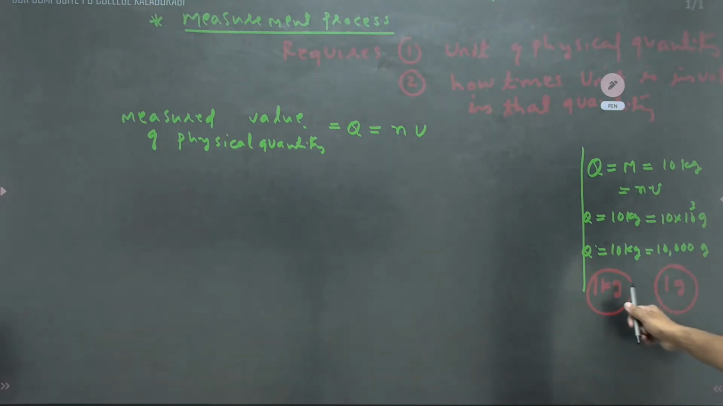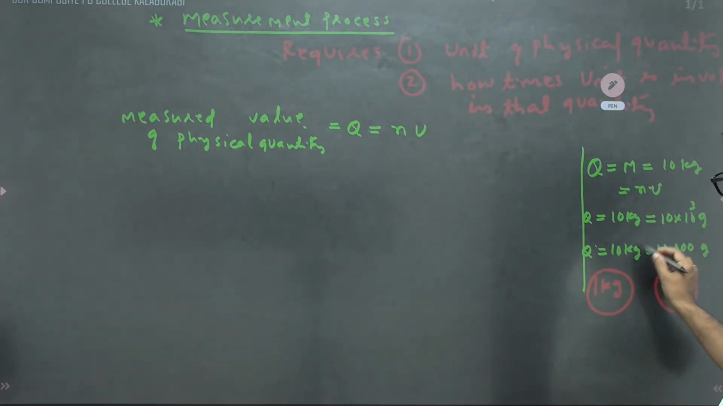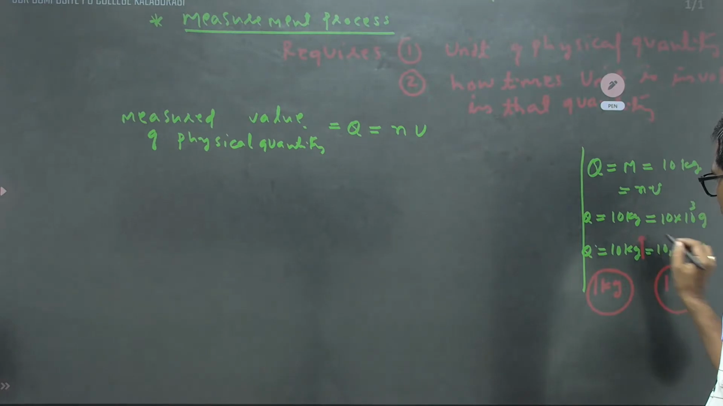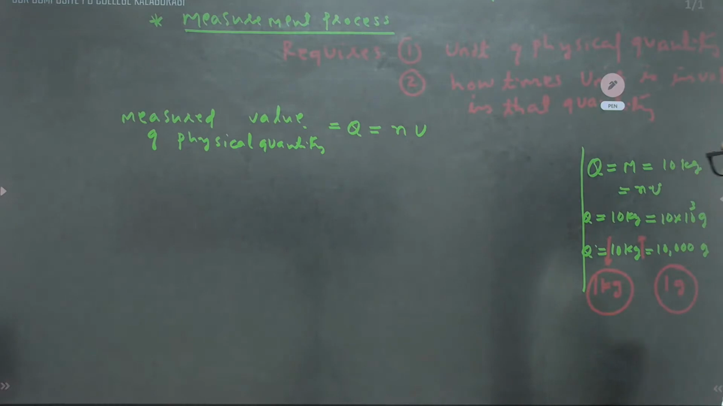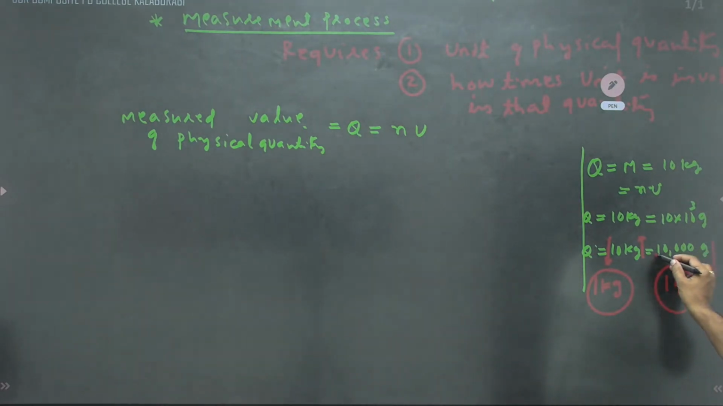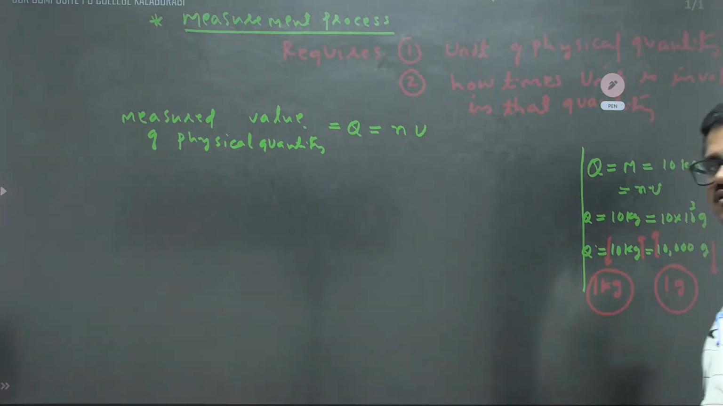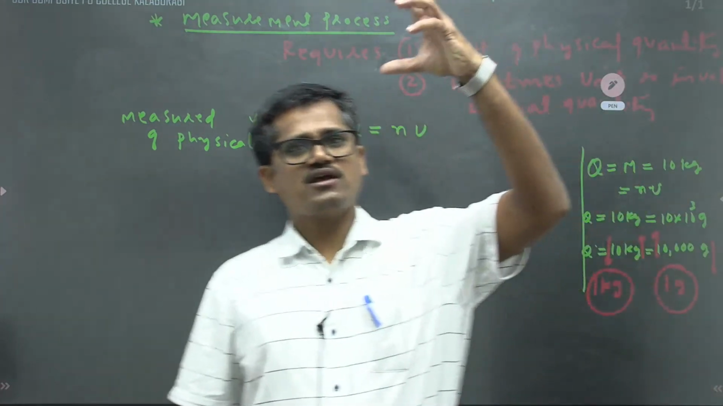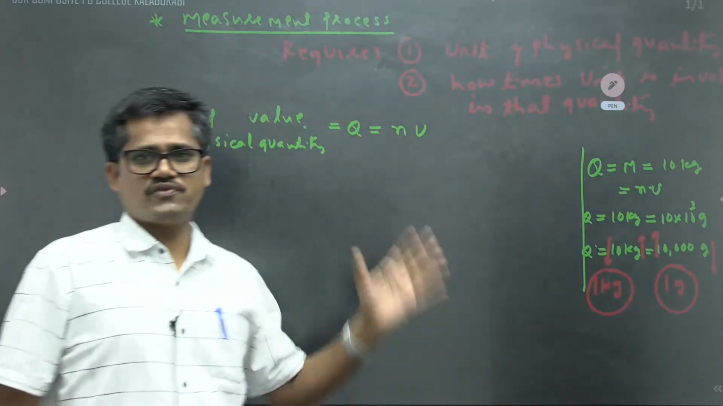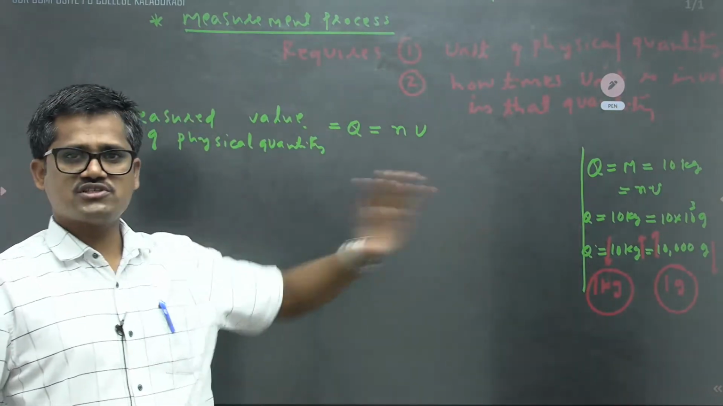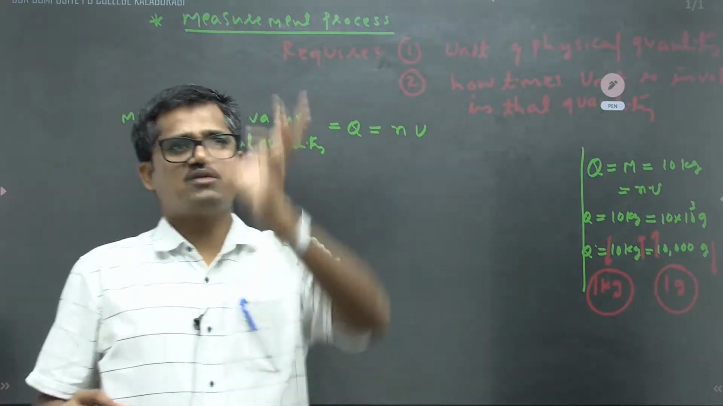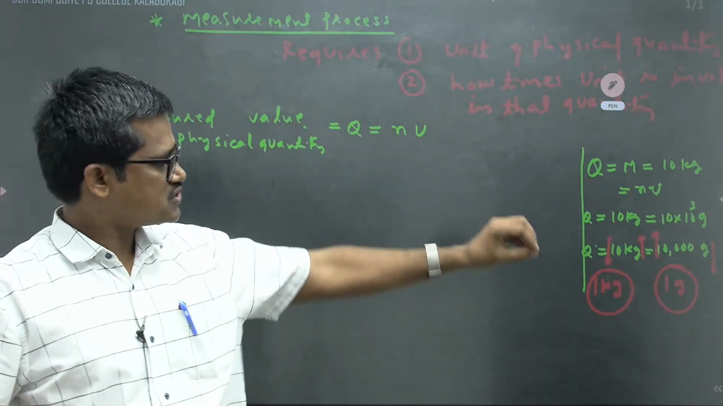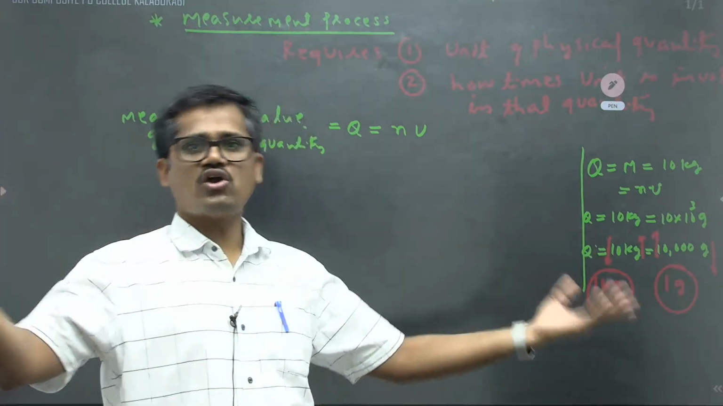Therefore, whenever the unit size is more, like kg, the number associated will be less. For gram, the size is less, so the number associated will be more, 10,000. Right or not? If kg is bigger, the number associated will be lesser. If you convert to gram, the unit gram is smaller, so the number associated will be more. Same thing in all cases.